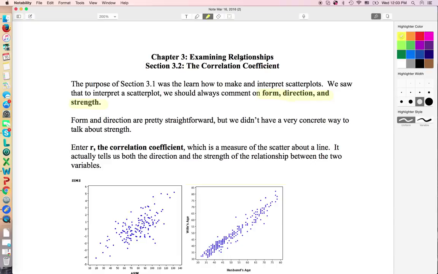Direction is also straightforward because direction is just, is there a positive association? Is the data rising from left to right? Or is there a negative association? Is the data falling from left to right?